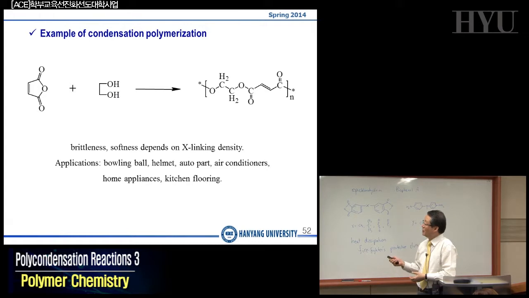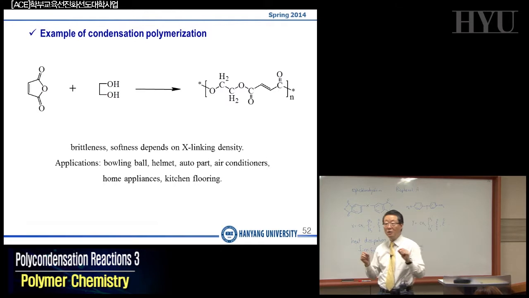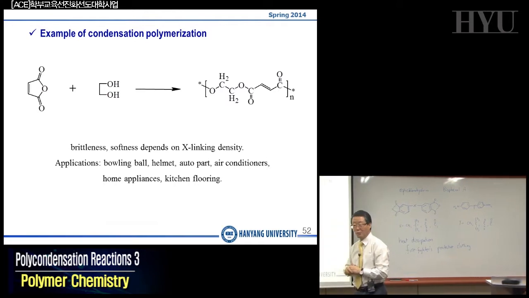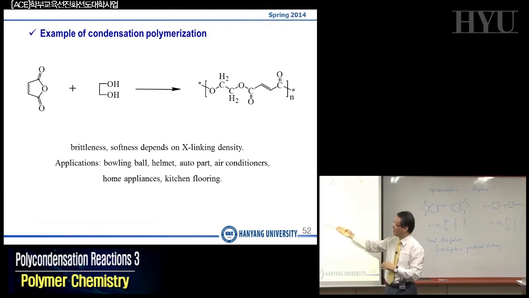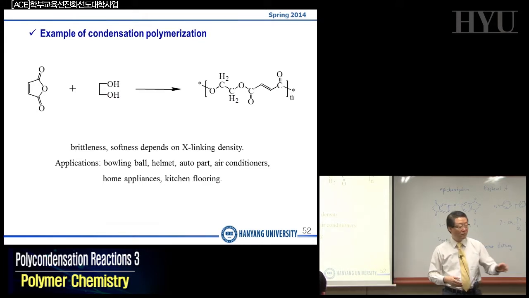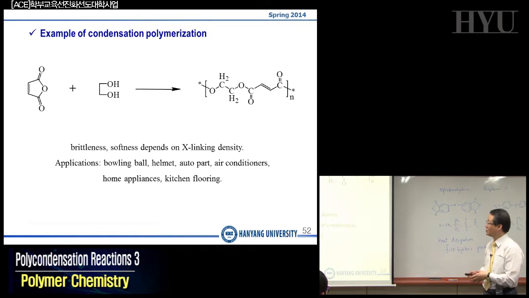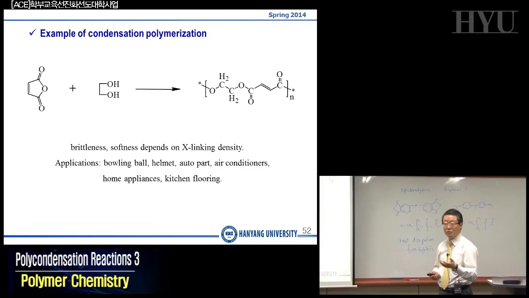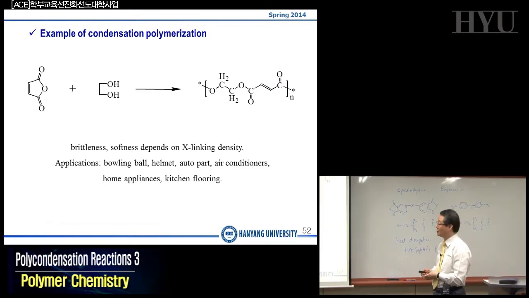Anyway, if you make the polyester with the network structure, the property of this, the unsaturated polyester, is that it has a quite brittle structure, quite brittle. It's not soft. Softness or brittleness depends upon the cross-linking density. How many cross-linking sites, how many cross-linkers you use will influence the brittleness or softness of your materials.